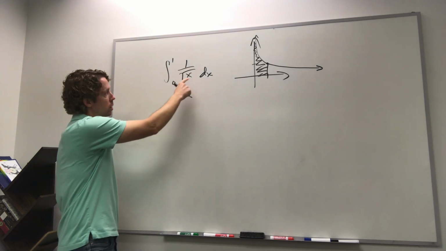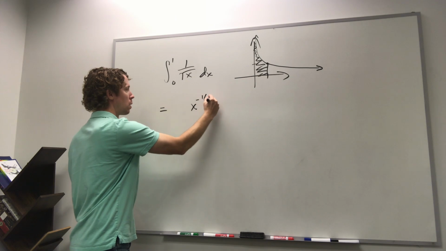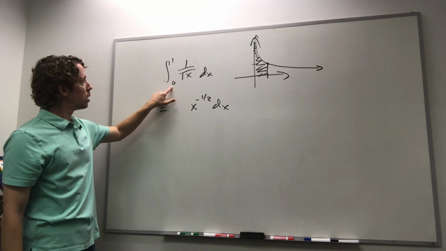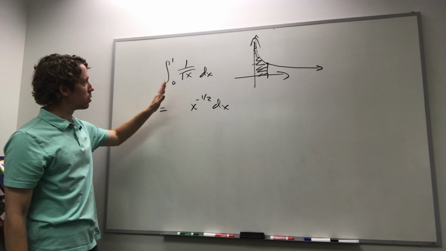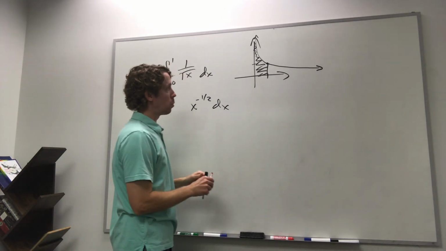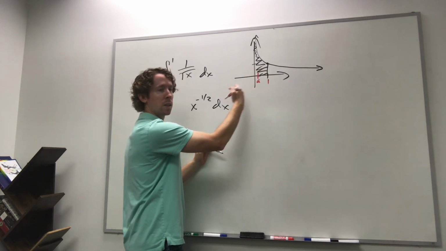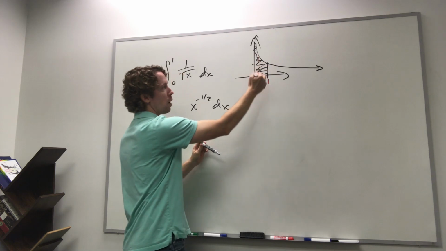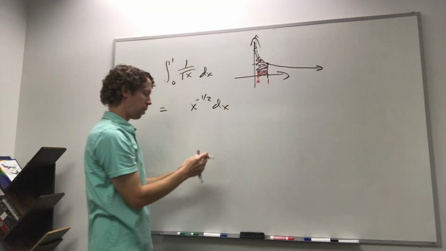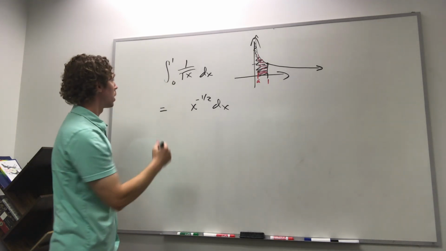I know that I can treat this as x to the negative 1/2. And I also know that, instead of trying to evaluate this directly at 0, I can set this up where I go from a to 1, where a is bigger than 0, and then I'll find that area and take the limit as a goes to 0 from the right. So let's try that.